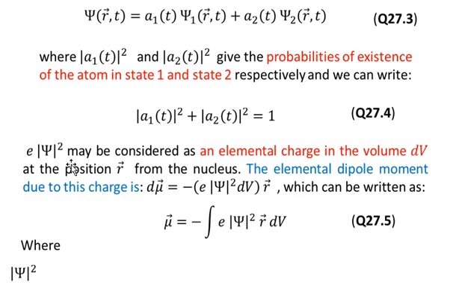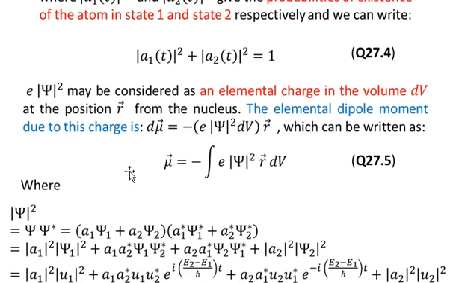E into mod psi squared may be considered as an elemental charge per unit volume at the position r from the nucleus. The elemental dipole moment due to this charge is d mu is equal to minus the charge in the element dv, which is E into mod psi squared into dv, multiplied by the position r, which can be written as mu is equal to minus integral of E into mod psi squared into r into dv, as given in equation number 27.5.